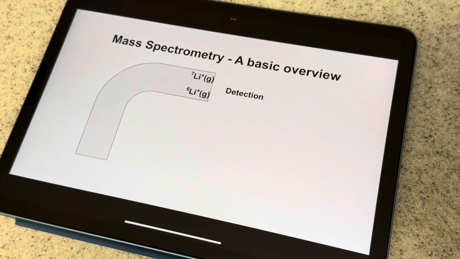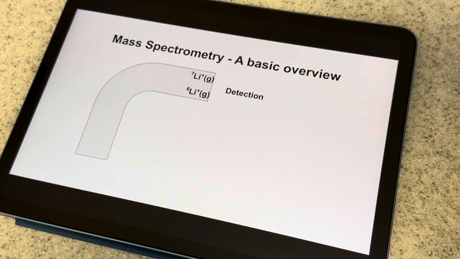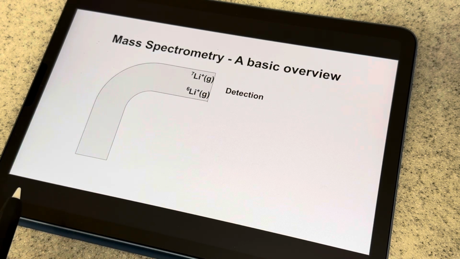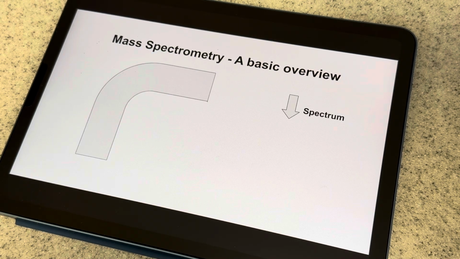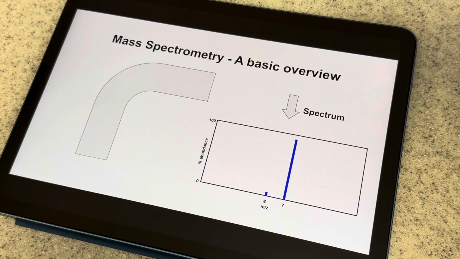And then all that happens next is they hit the detector and they generate a tiny electrical current. And the current's proportional, I'll refer back to this in a bit, but the current that's generated is proportional to the amount of that particular isotope. So if there was more of the 7 isotope, that would generate a higher current than the less abundant isotope. But I'll explain that again in a second. And then the final thing to happen is a spectrum is generated. That's what we would look at, and the spectrum would look something like that.